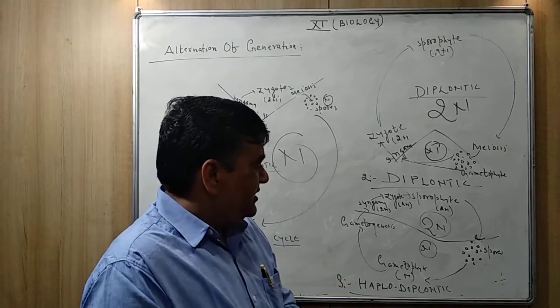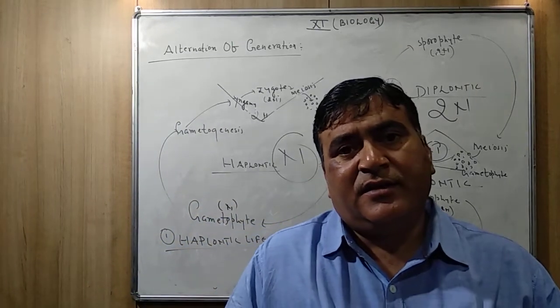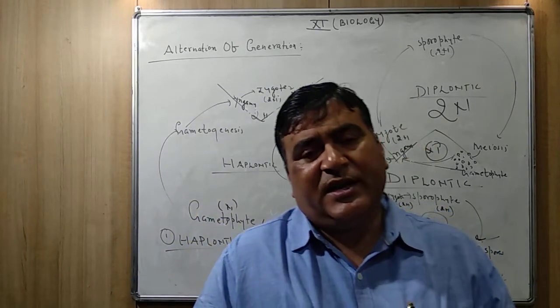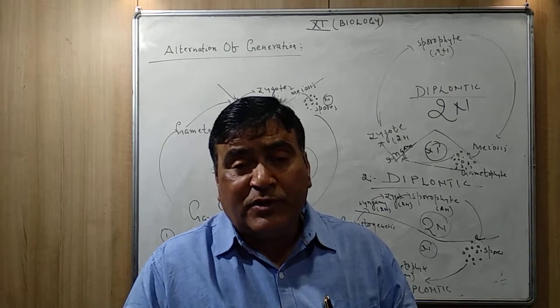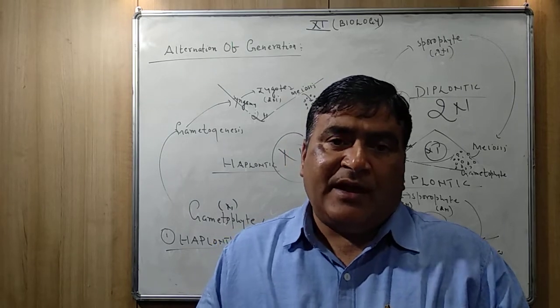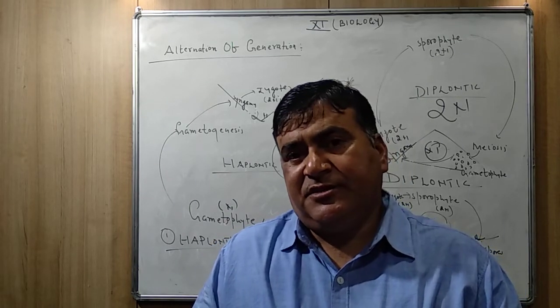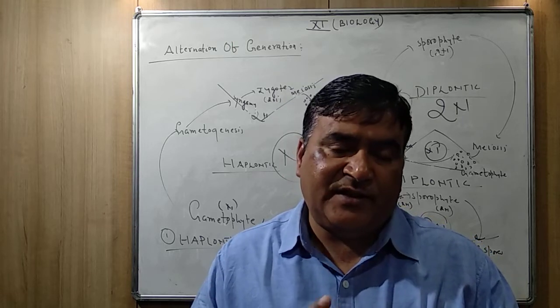Now the third one is the haplodiplontic life cycle. In the haplodiplontic life cycle, both the haploid and diploid stages are multicellular. It's very, very important.